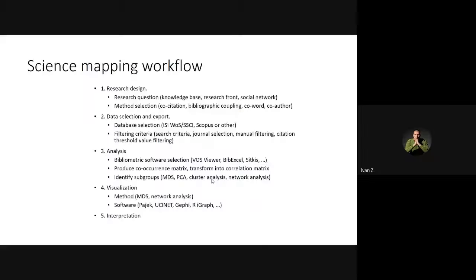And finally, you have to interpret the data. The interpretation is actually the key part, and this is also the bar that will set you apart in terms of whether you can publish the bibliometric analysis in a journal. So let's talk about research questions.